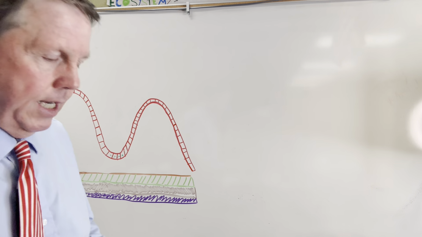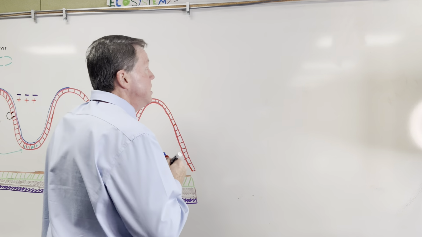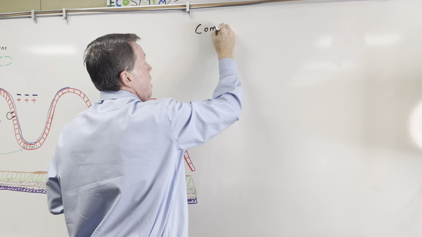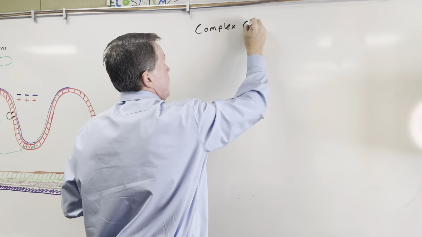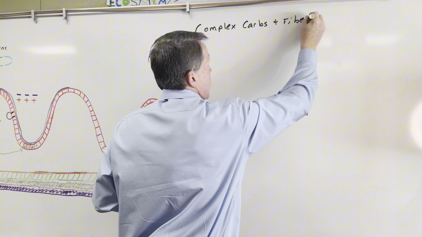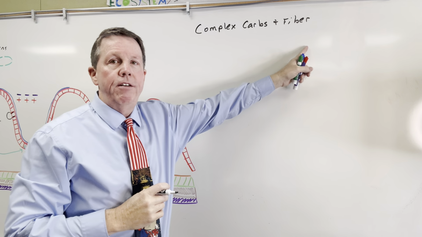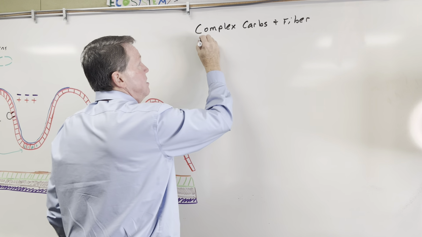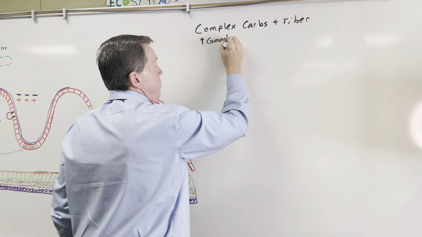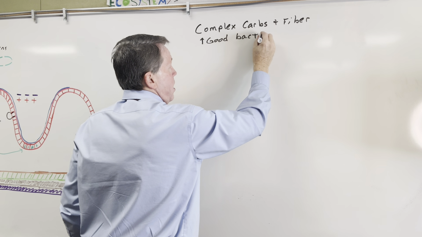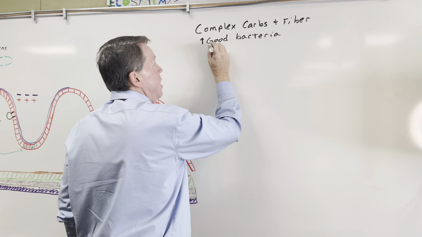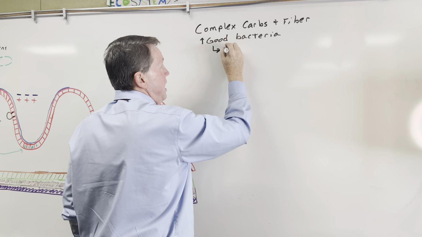And so here's what's going to happen. When someone has a healthy diet, right, it's going to consist of complex carbohydrates and fiber. Now, when we have complex carbohydrates and fiber, that's going to basically increase the number of good bacteria. Okay, when we have good bacteria, this is also going to increase the number of what we call short-chain fatty acids.